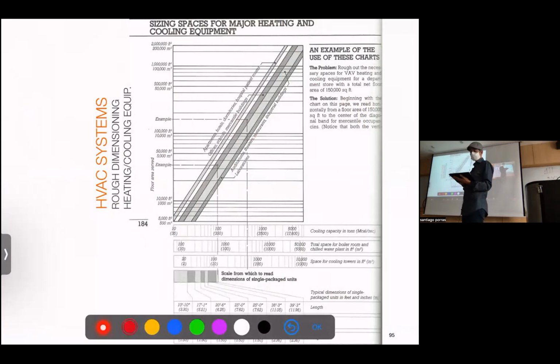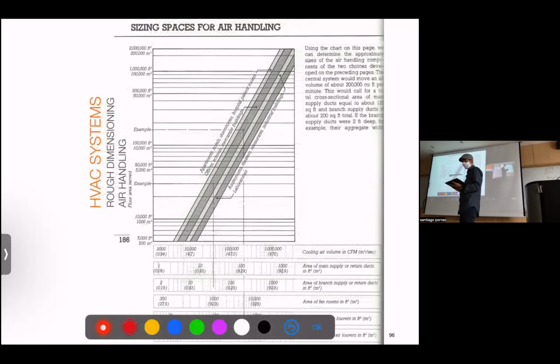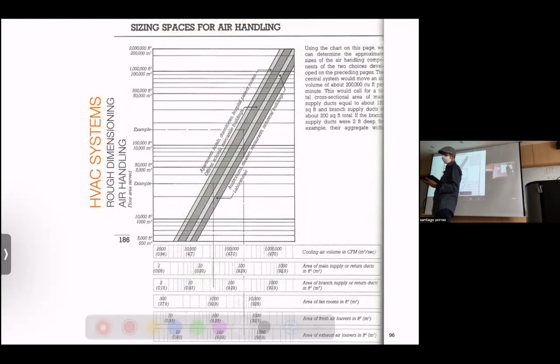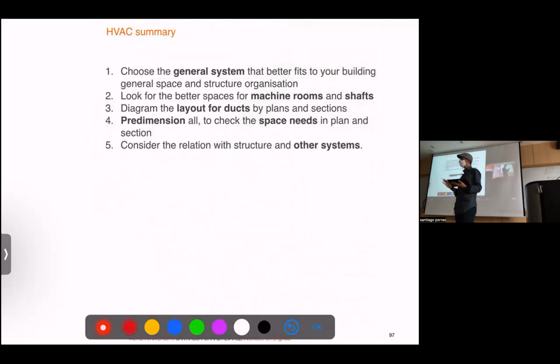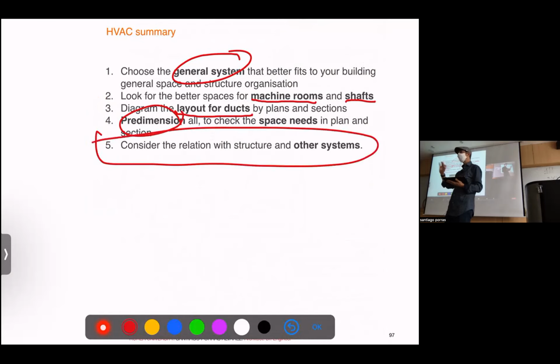And then just two tables for you, you have the instructions there. You have the dimensioning of the heating, cooling equipment and the air handling unit, again for pre-dimensioning the project. And this is the summary for HVAC. So you have to choose the system, as we said, organize or find the space for the machine rooms and the shafts, then the layout of ducts in plans and sections, and then pre-dimensioning. Those elements need a lot of space. You need to know the dimensions because that will change your project quite fast, right? And then in the end, how they relate to other systems. As we said, we need to share the space.